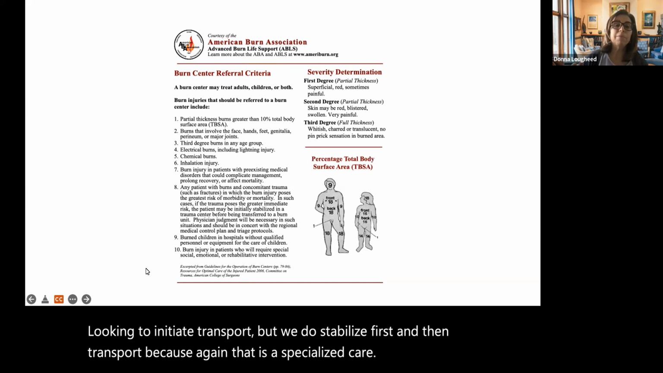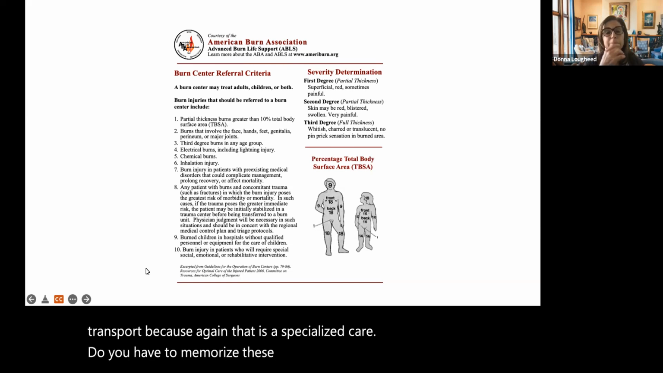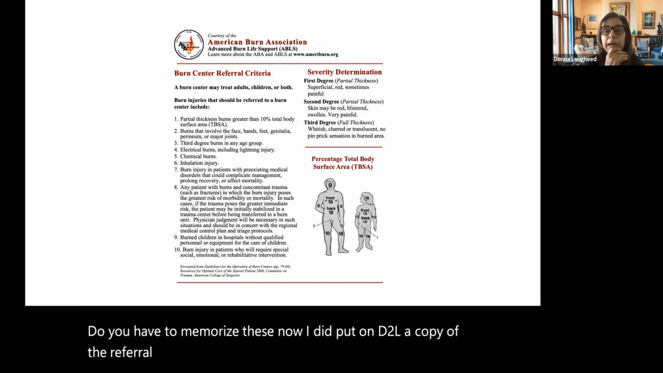Do you have to memorize these? No. I did put on D2L a copy of the referral criteria, and I can honestly say they are quick to move burn patients.